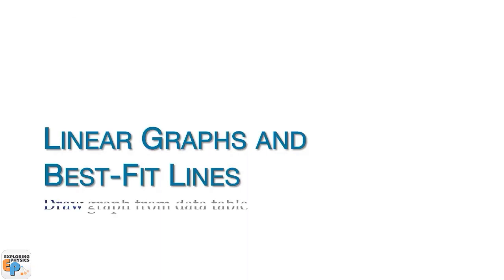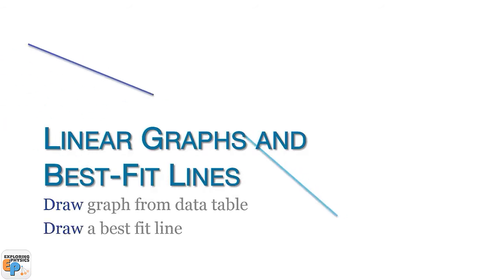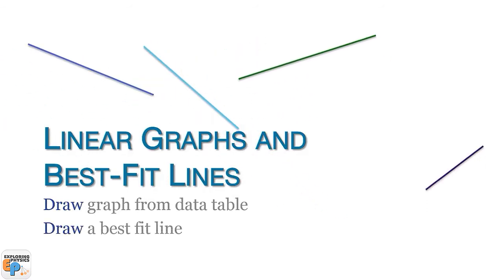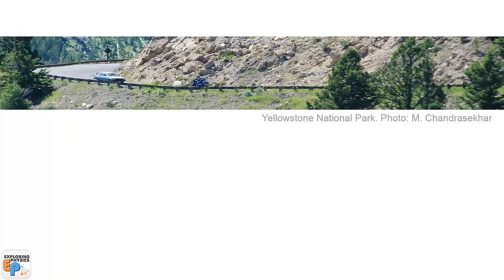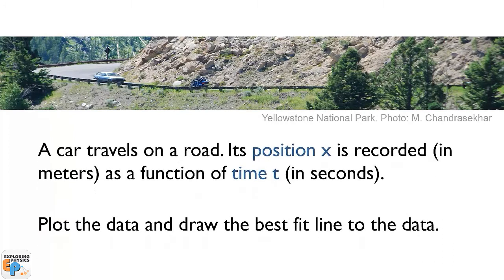In this movie, we will learn to draw a graph from a data table and then to draw a best fit line through that data. Here's our problem. A car travels on a road. Its position x is recorded in meters as a function of time t in seconds. We are asked to plot the data and then to draw the best fit line to the data.